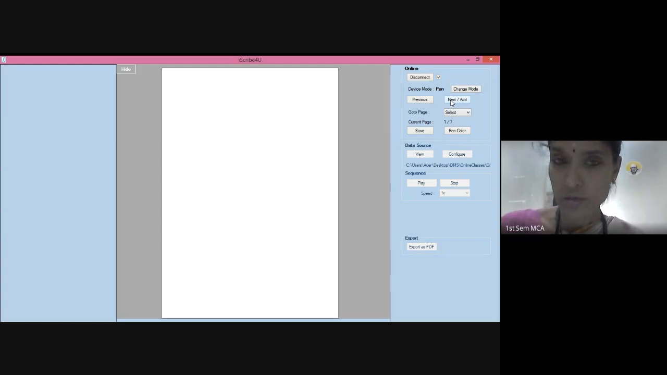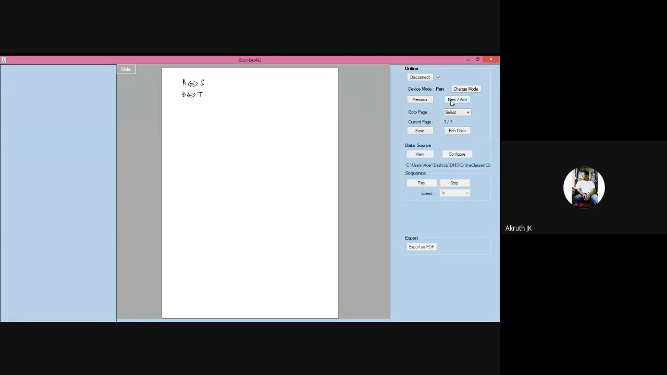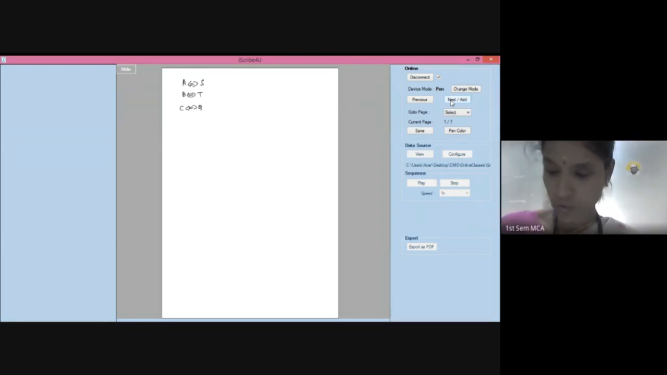Okay, so we said A is equivalent to S, B is equivalent to T, C is equivalent to Q, D is equivalent to R, and E is equivalent to P. This is what we have told. Now, let us come to the next property, that is edge preserving.